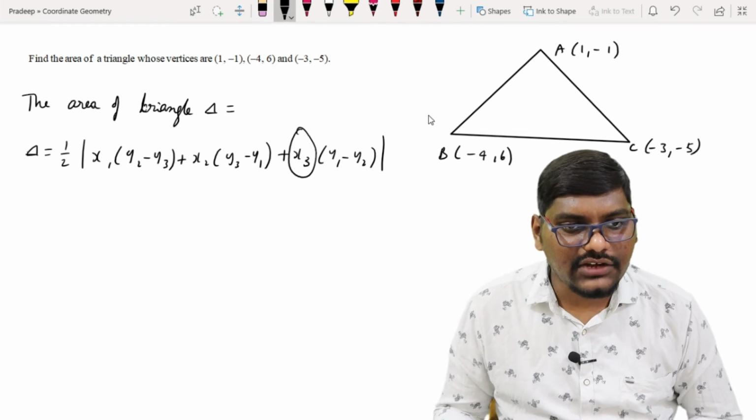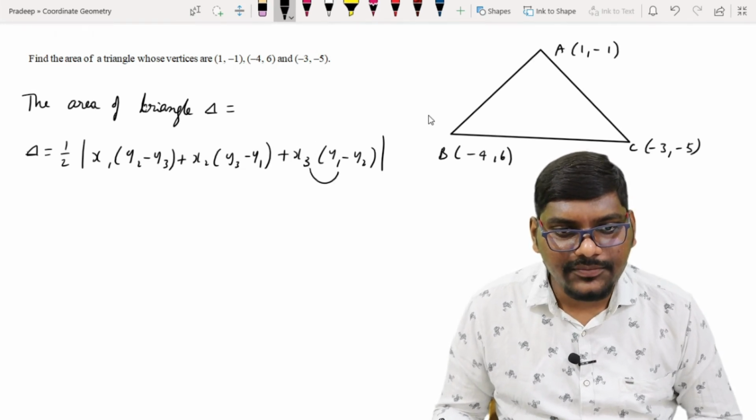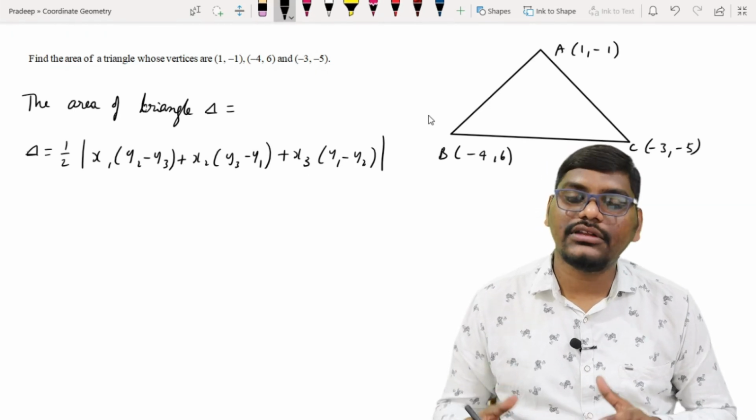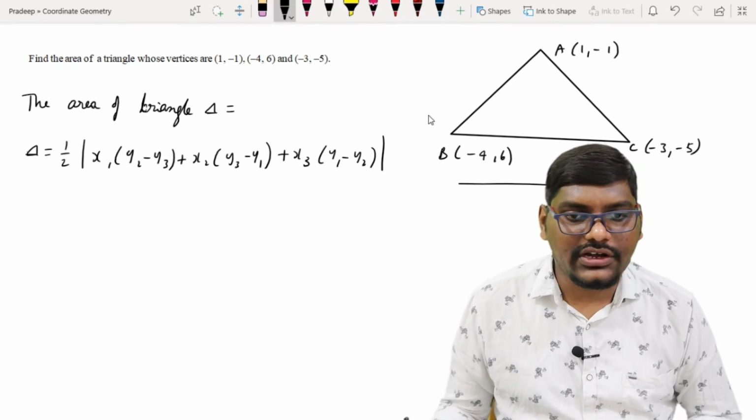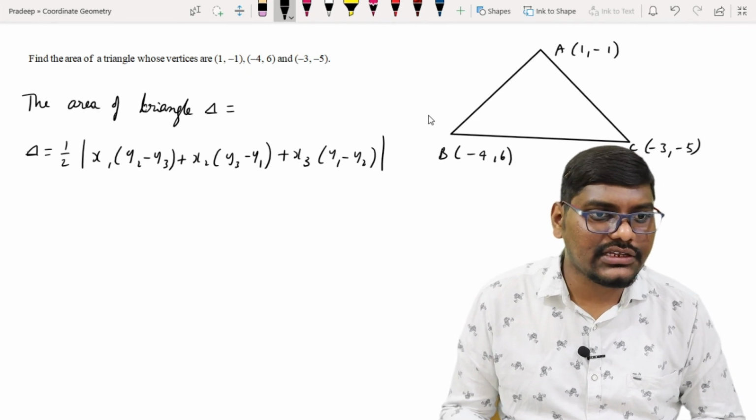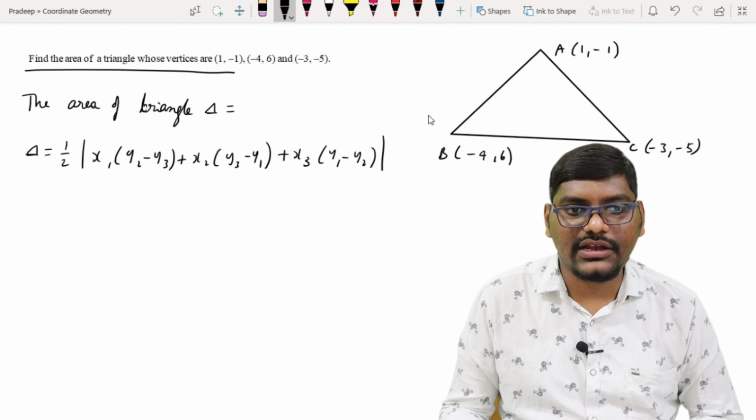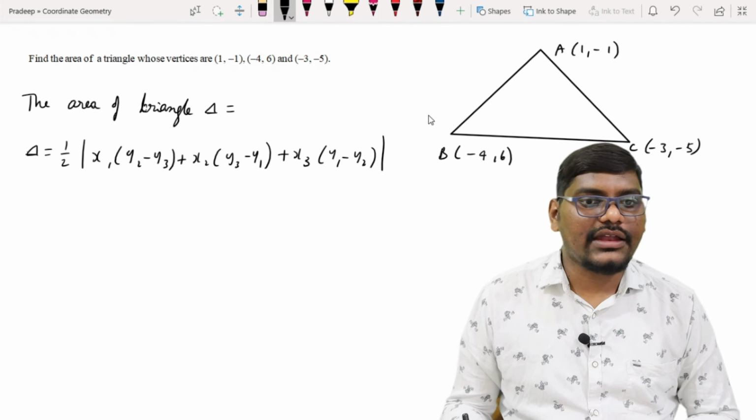So this is, it started with 3, then this is again 1, then again 2. So there is a sequence where you can easily remember the formula. We'll just substitute the coordinates which were given. For that we'll read the question: find the area of the triangle whose vertices are (1, -1), (-4, 6), (-3, -5).